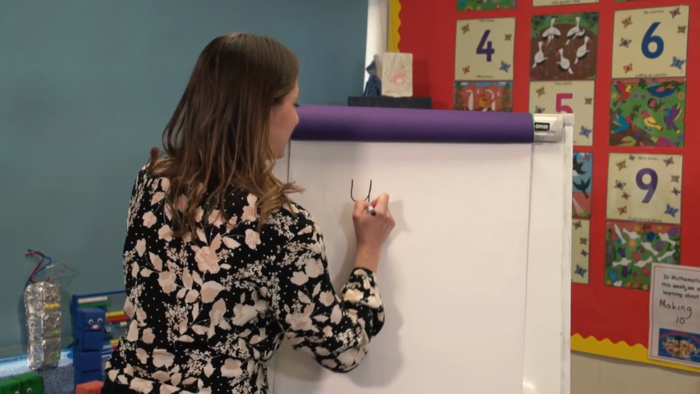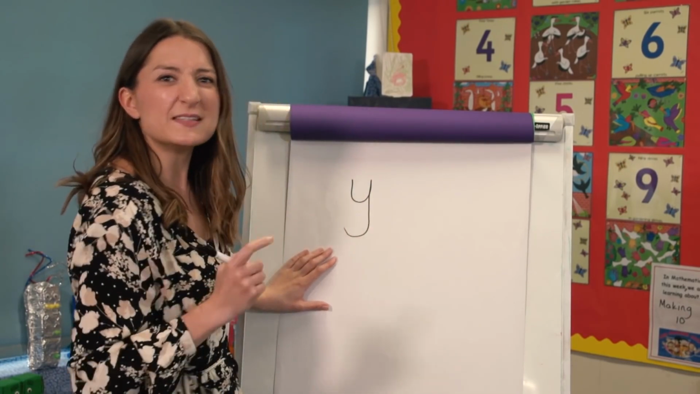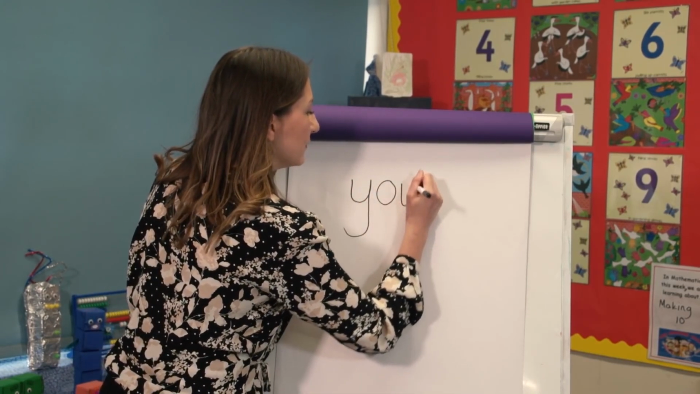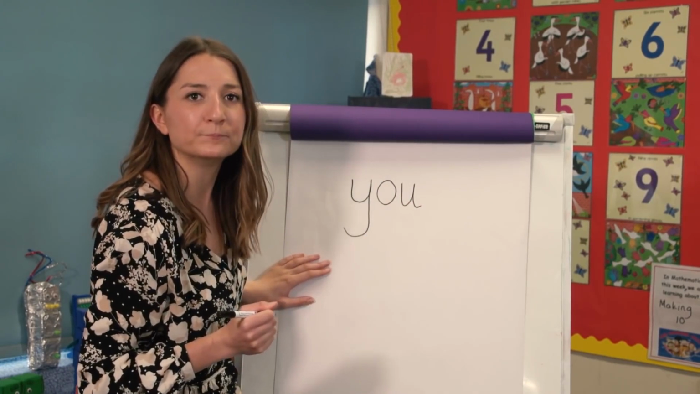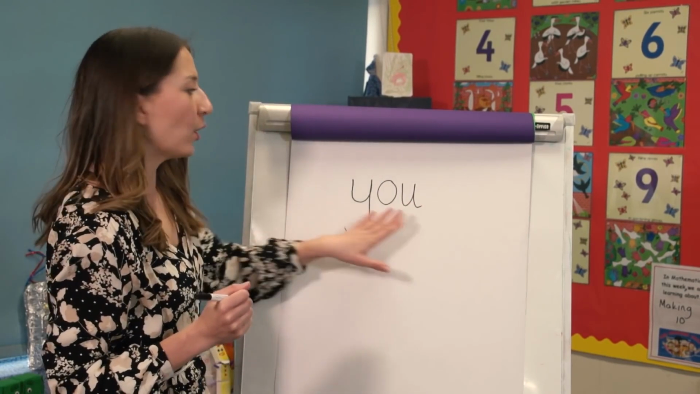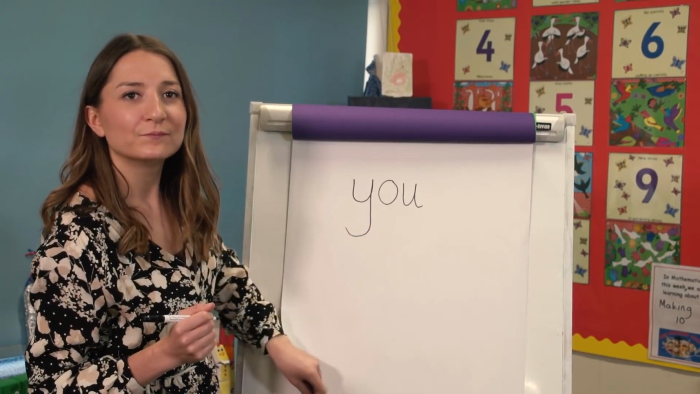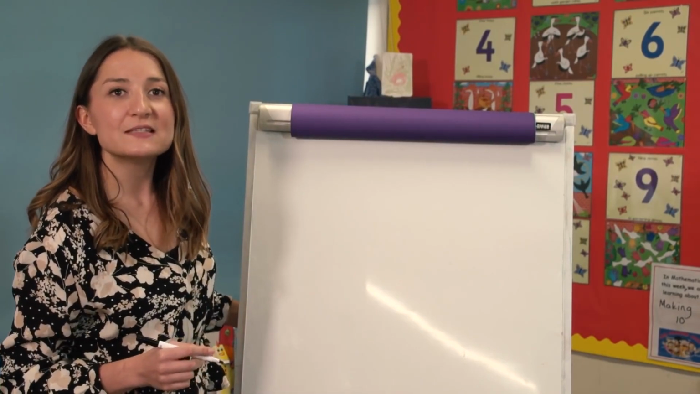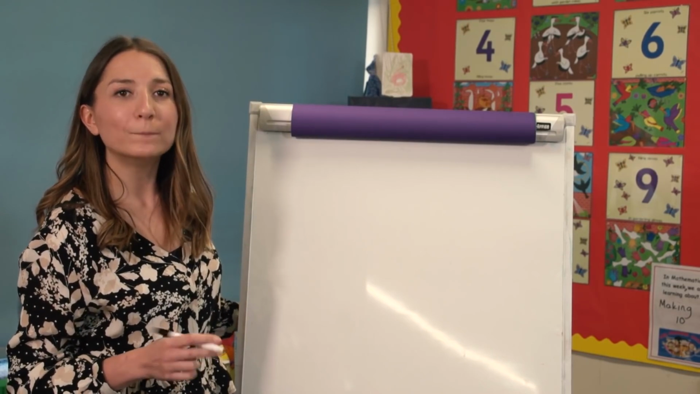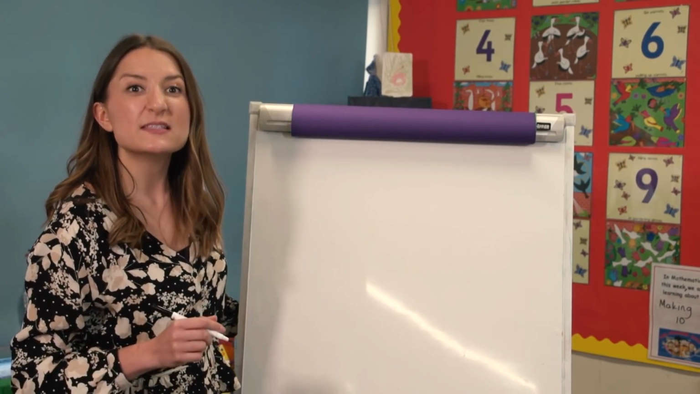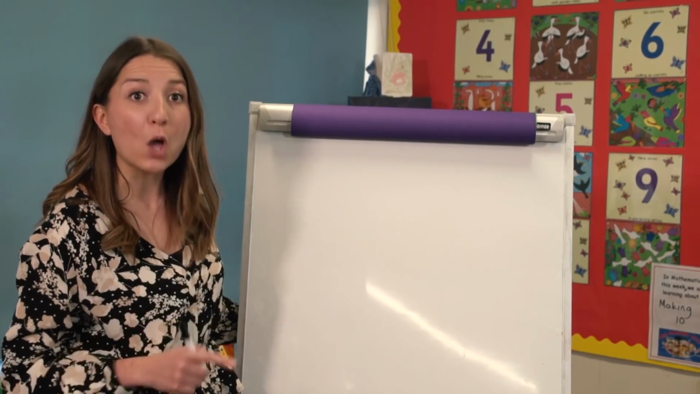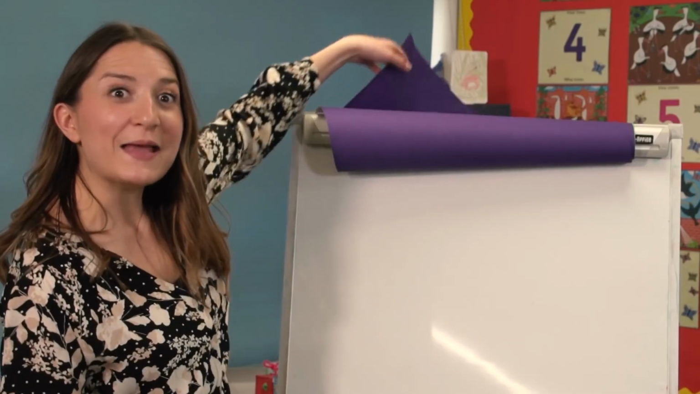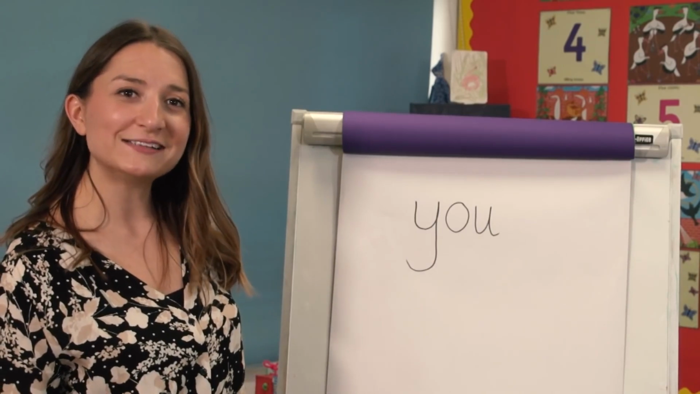The first bit is easy. Y. The second bit is tricky. The letters O and U say oo. Y, oo. You have a go. You. Say the sounds. What's the tricky bit? The sound oo is written with the letters O, U. Write them down. Let's check our spelling. Did you get it right?